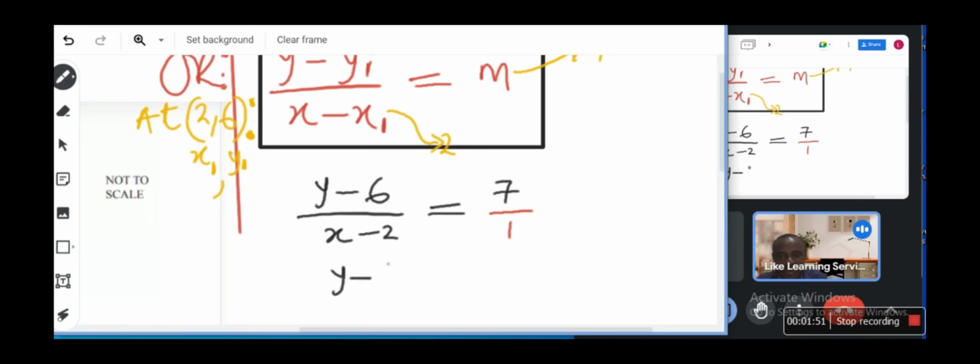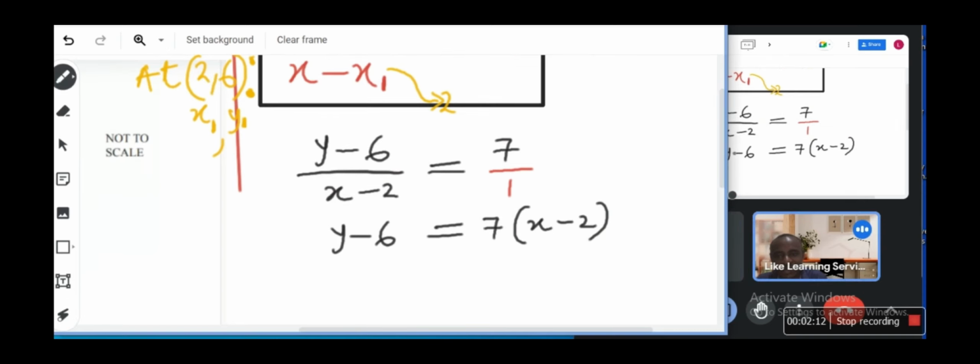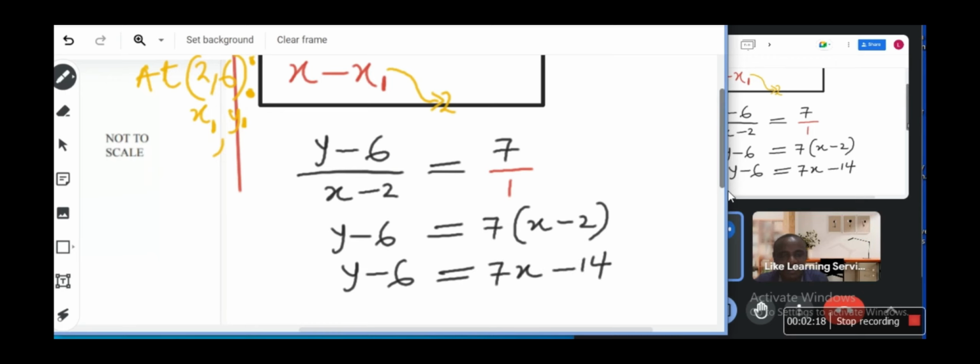So this is y minus 6 equal to, what will be 7 times this? That's like saying 7 open a bracket x minus 2, is it not? X minus 2. Yes, sir. 7 open a bracket x minus 2. That's 7 times this. So that gives us y minus 6 is equal to 7x minus 14.